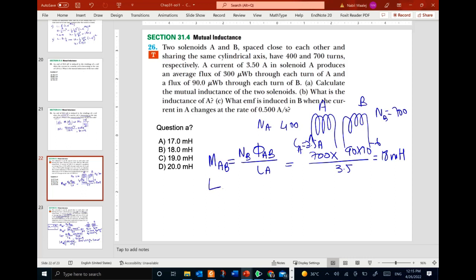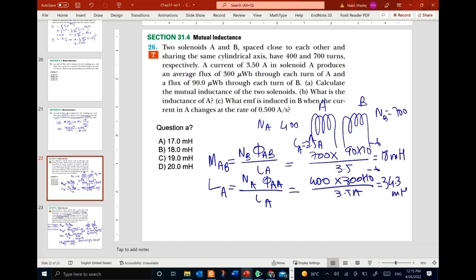Now the next question, what is the inductance in A? The inductance in A is the flux linkage, which is the number of turns in A times the flux in A, divided by the current in A. So the number of turns is 400 in A. The flux in A is 300 microwebers, 300 times 10 to the minus 6, divided by the current, which is 3.5 amps. When you do that, you find that this is equal to 34.3 millihenries.